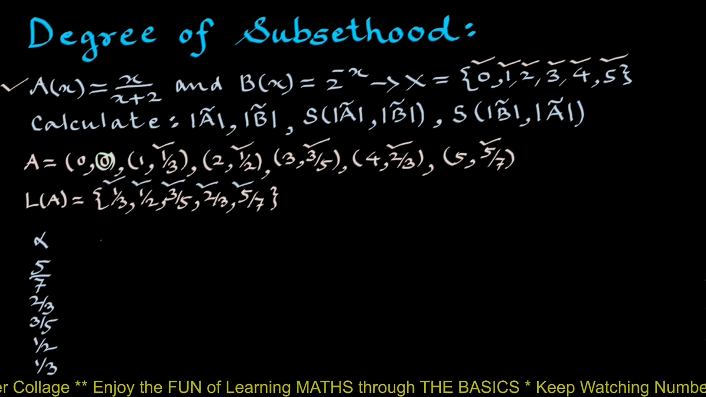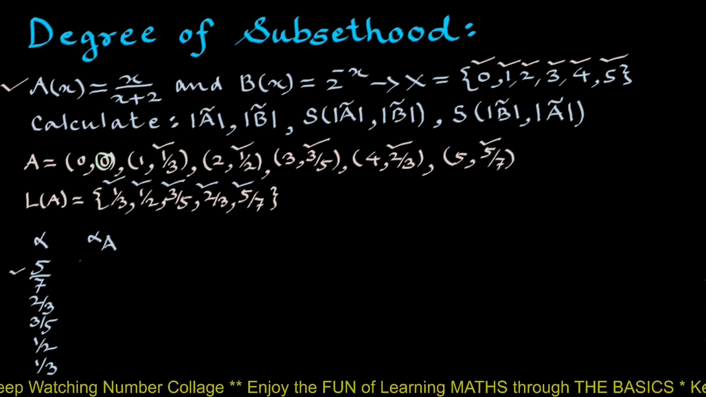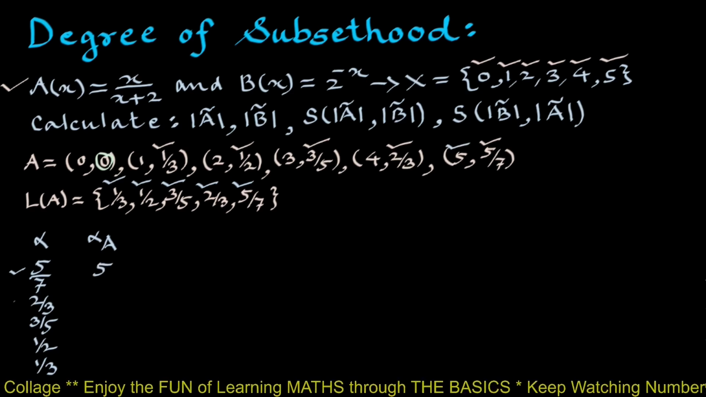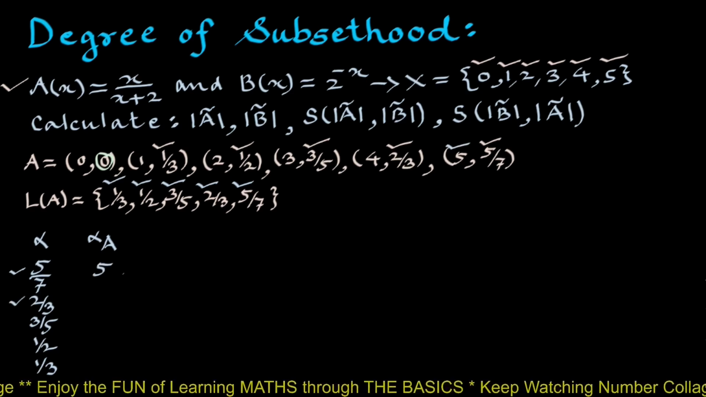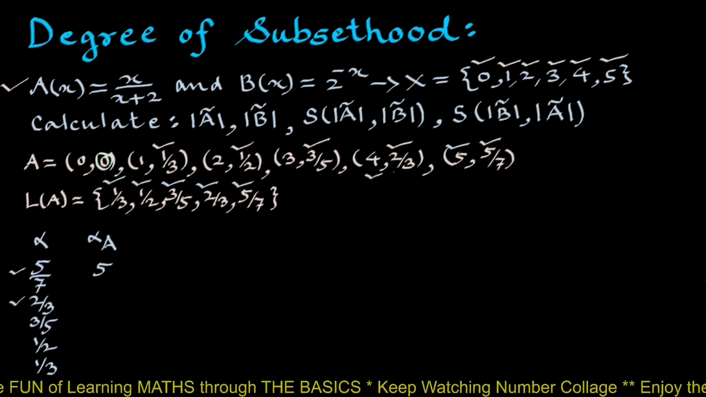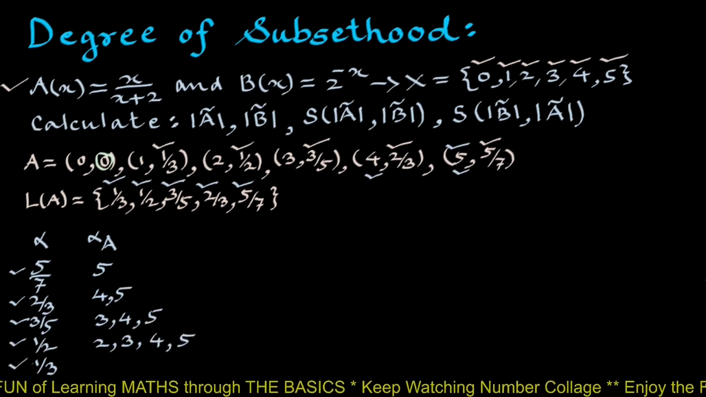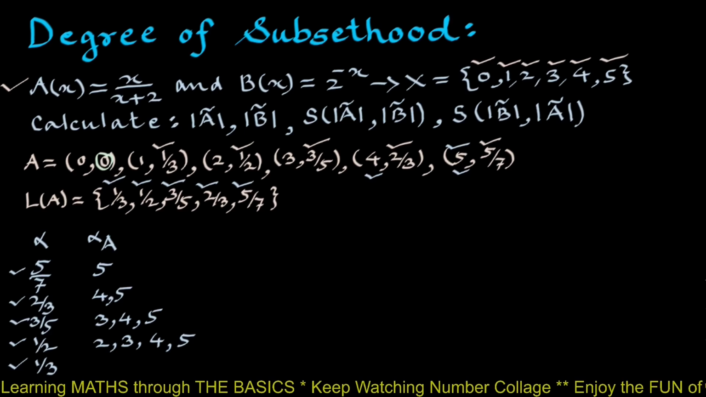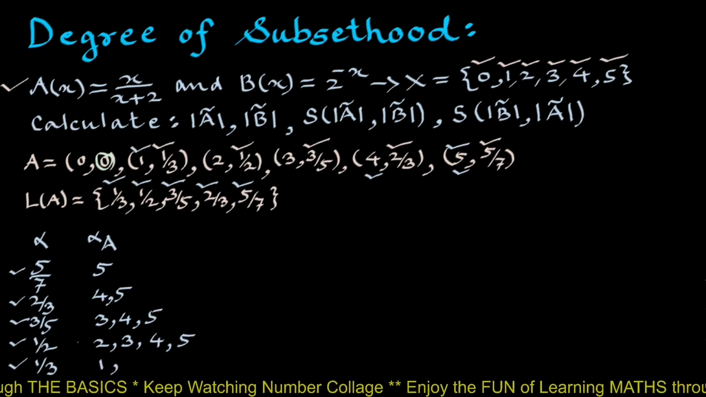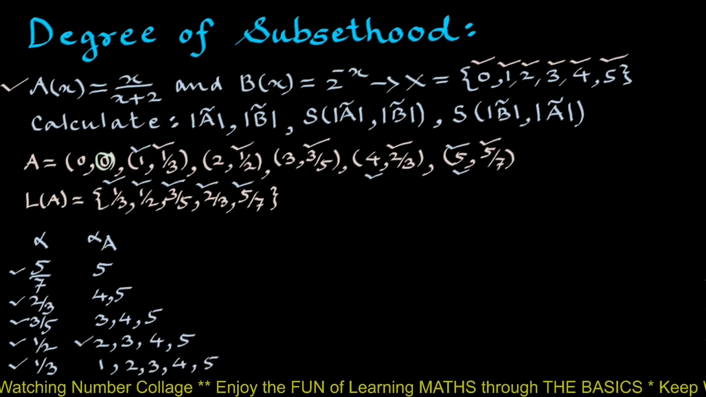Next column is alpha cut A corresponding to alpha equals 5 upon 7. 5 upon 7 cut A will be this 5. Corresponding to alpha equals 2 upon 3, 2 upon 3 cut A will be these two elements 4 and 5, etc., and corresponding to alpha equals 1 upon 3, 1 upon 3 cut A will consist of this 1 and all the elements of this fourth row, 2, 3, 4 and 5.